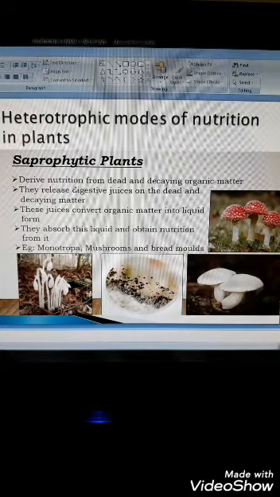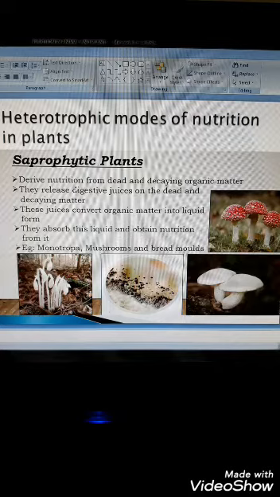The mode of nutrition in which an organism cannot make its own food and depends directly or indirectly on autotrophs, that is green plants, for their food, is known as heterotrophic nutrition. Fine. Now like animals and human beings, there are some plants also who depend on other plants and animals for obtaining food.